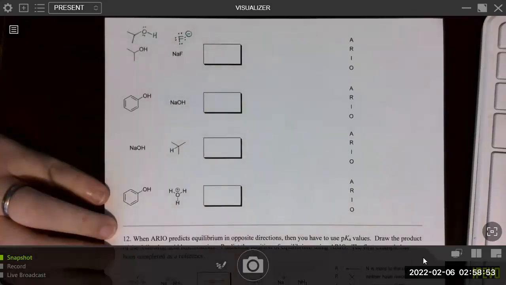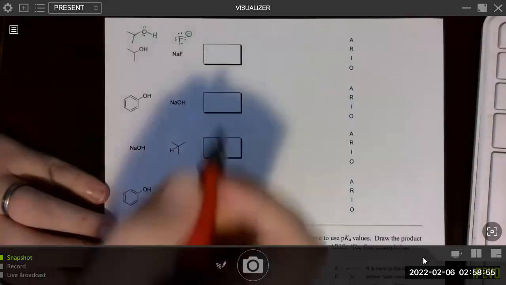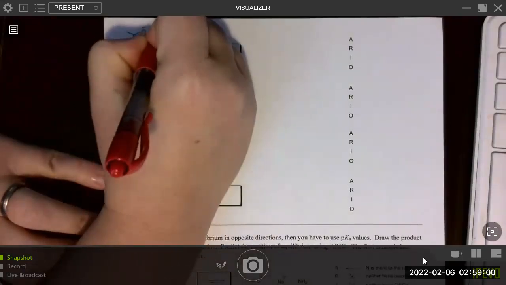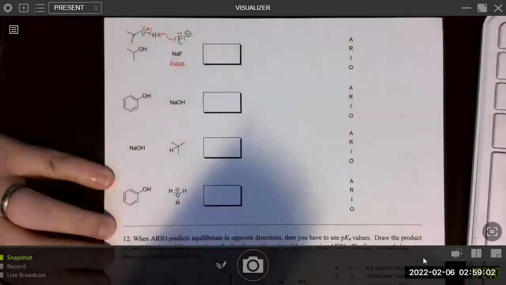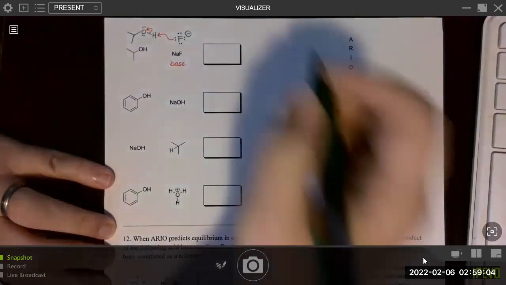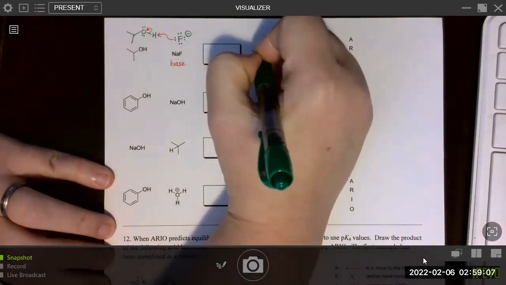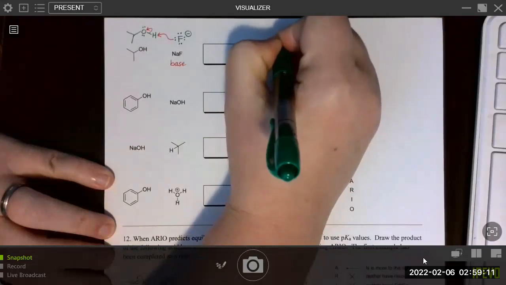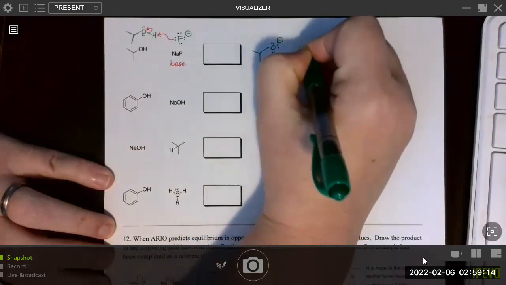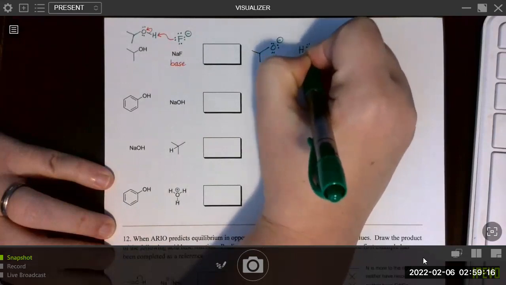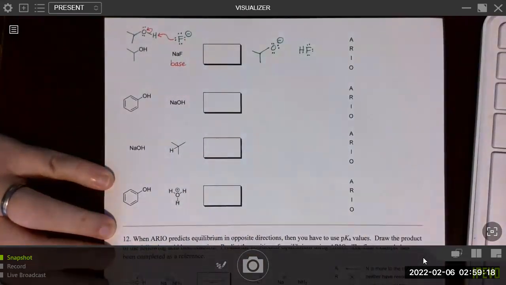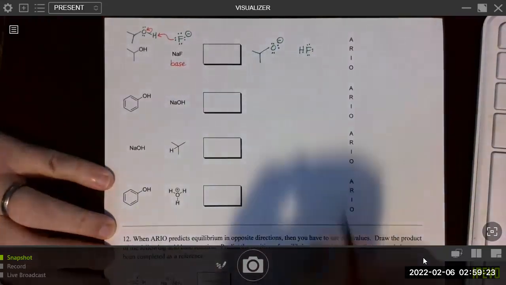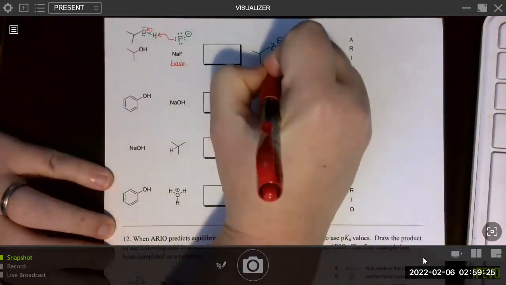And since we see the negative charge, it makes sense to predict that this is the base, taking the proton from the acid. So we'll go ahead and draw in the products of what gets formed here. Okay, so we form hydrofluoric acid and this oxyanion. So this one is the conjugate base.